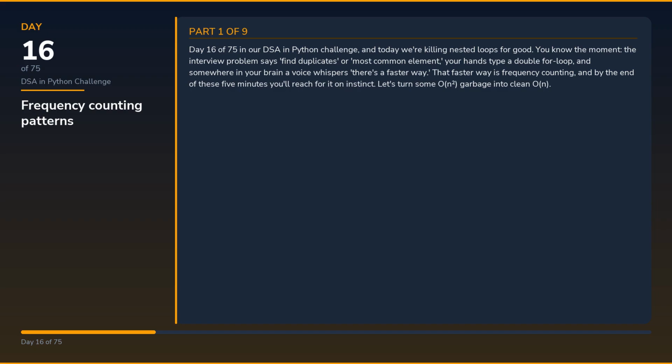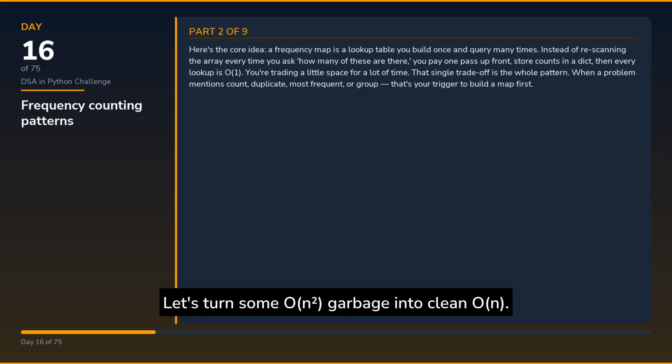Day 16 of 75 in our DSA and Python challenge. And today we're killing nested loops for good. You know the moment. The interview problem says find duplicates or most common element. Your hands type a double for loop, and somewhere in your brain a voice whispers, there's a faster way. That faster way is frequency counting, and by the end of these 5 minutes you'll reach for it on instinct. Let's turn some O(n²) garbage into clean O(n).